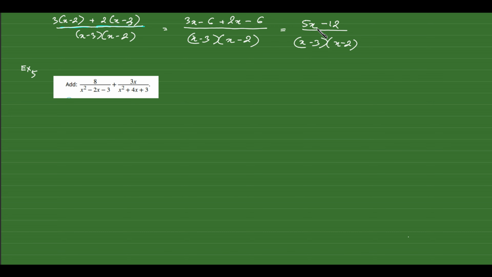there's nothing in common. You cannot factor this. You cannot factor the top. So you're going to leave it like this. And this is final answer.